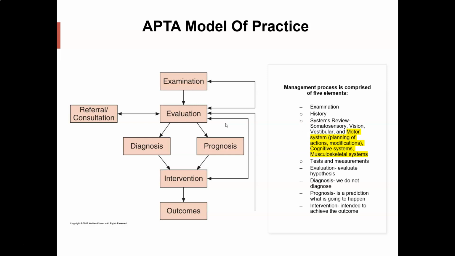So you interpret the individual's response to the test. You integrate the test and measure data with other information. You determine the diagnosis based on your examination. You determine prognosis. You set goals, and then you develop a plan of care. But it all starts with the examination.